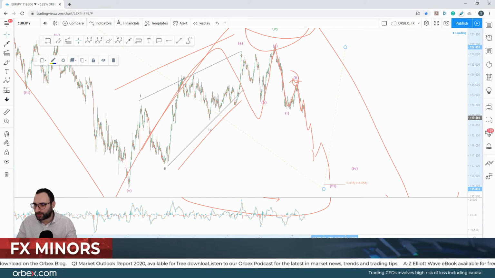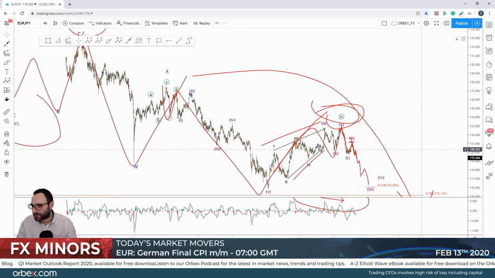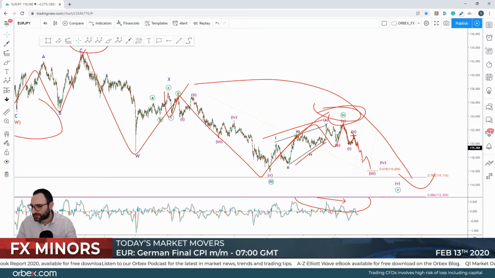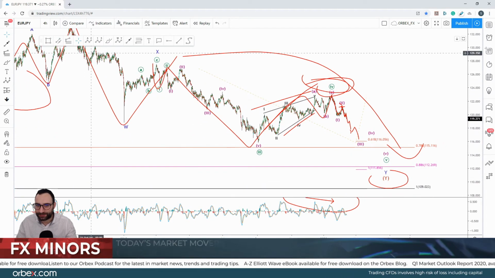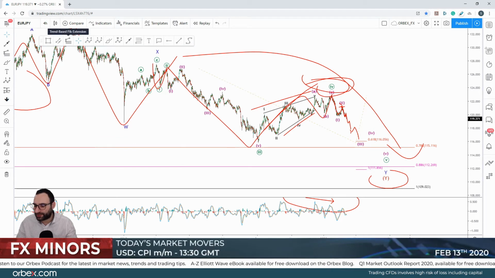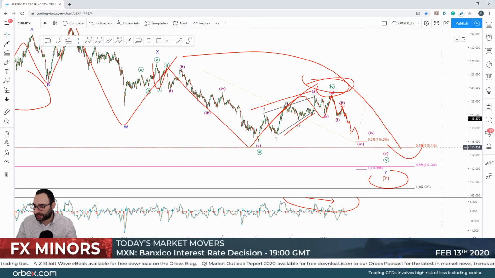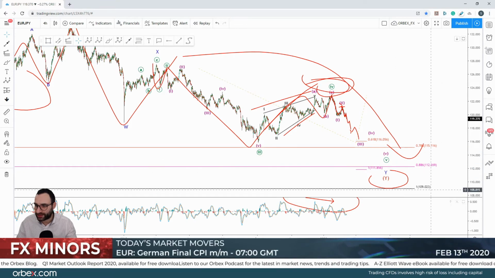So I'll go down on the 4-hour chart a little bit just to give you a better perspective here of what I'm expecting. If we measure, of course, the longer term cycle shows that Fibonacci 78.6 is at 115.16, and the 88.6 Fibonacci is at 112.27. So we can go actually anywhere between these levels, right?